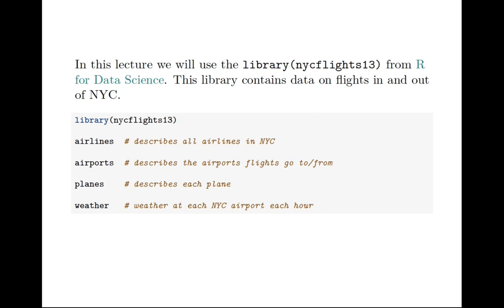This library contains data on flights in and out of New York City. And we're going to be talking about 4 data sets: airlines, which describes all airlines in New York City; airports, which describes the airports and the flights that go to and from; planes, which describes each plane; and the weather at each New York City airport for each hour.